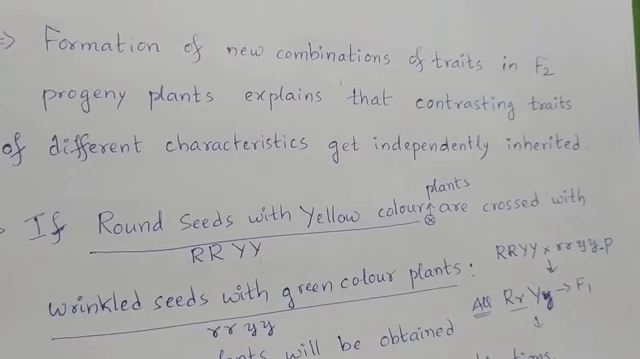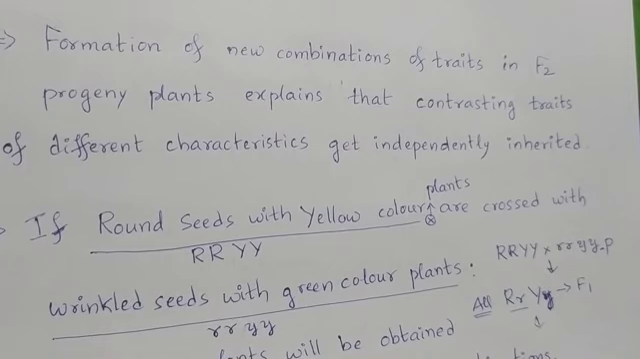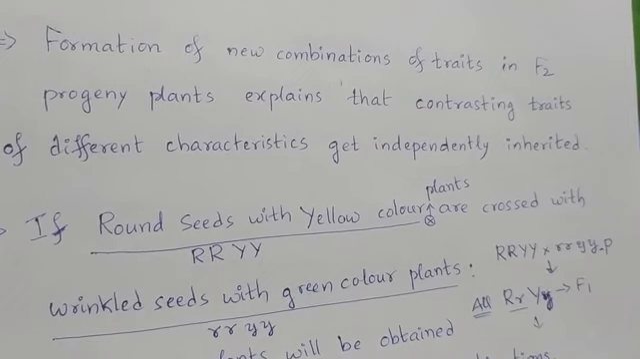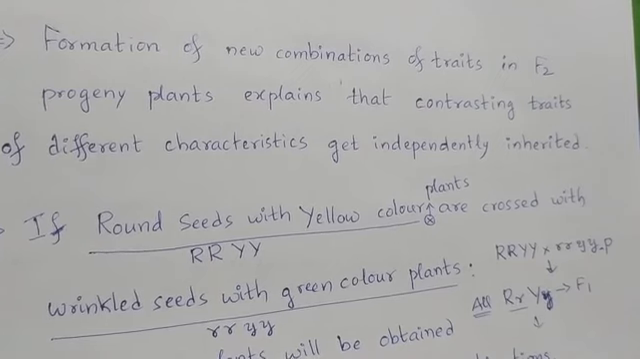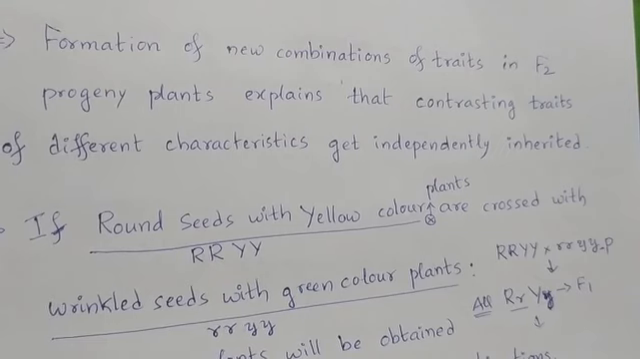So, the formation of new combinations of traits in F2 progeny plants, what is it explaining? It is explaining that the contrasting traits of different characteristics get independently inherited during crossing if more than one characteristic of contrasting traits is taken into consideration.